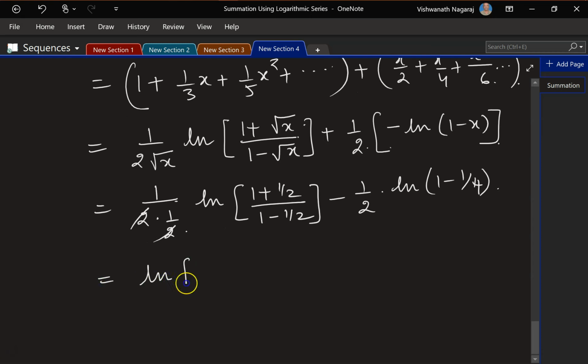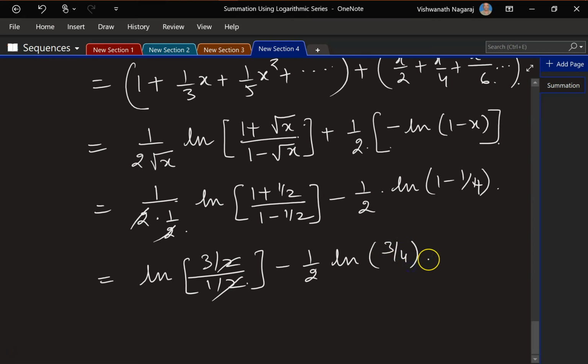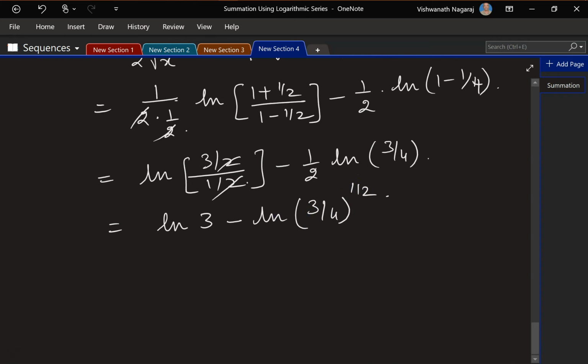Natural log of 3 by 2 by 1 by 2. So 2 gets cancelled. Minus 1 by 2 natural log of 4 minus 1 3 by 4, which is equal to natural log of 3 minus natural log of 3 by 4 to the power of 1 by 2. We can take it up. So natural log of 3 minus natural log of root 3.